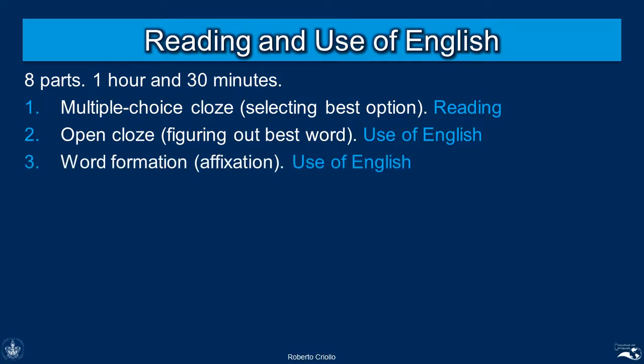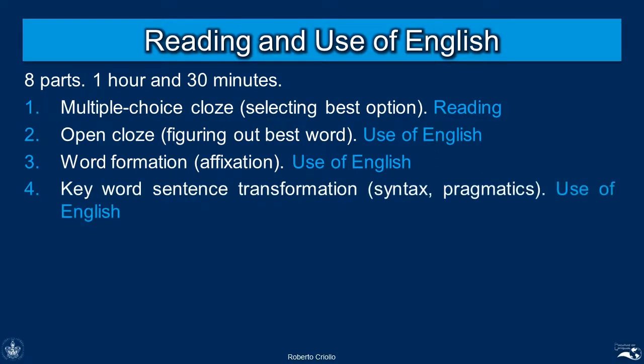The third part is about word formation. Now, this is going to measure your ability to transform words. In other words, we call this affixation. There is going to be a text with blanks. They're going to give you a keyword, and you need to transform the word to add a suffix or a prefix or take it off so that it fits the text. This measures obviously use of English.